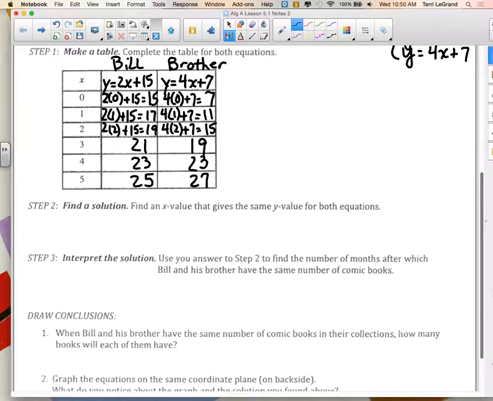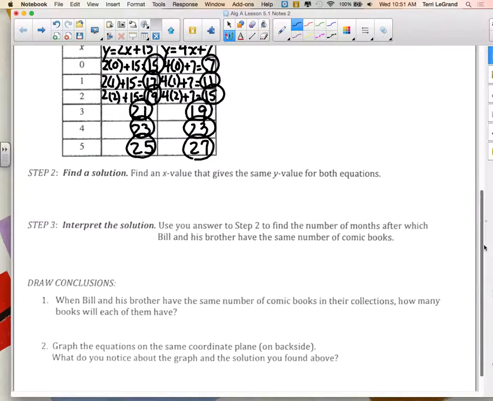So for Bill, we have those 6 y values, and for the brother, these 6 y values. And now we're going to go down and start answering some questions. Step 2, find the solution.